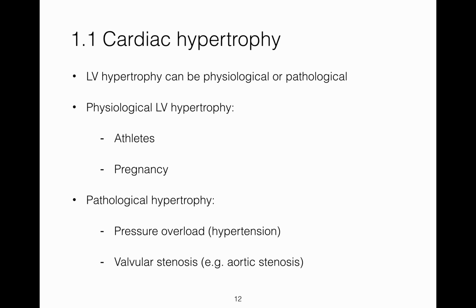Left ventricular hypertrophy can be physiological or pathological. Physiological LV hypertrophy can occur with athletic training and during pregnancy. Pathological hypertrophy can occur with pressure overload, like in hypertensive heart disease, valvular stenosis, for example with aortic stenosis. As mentioned, both of these conditions increase afterload.